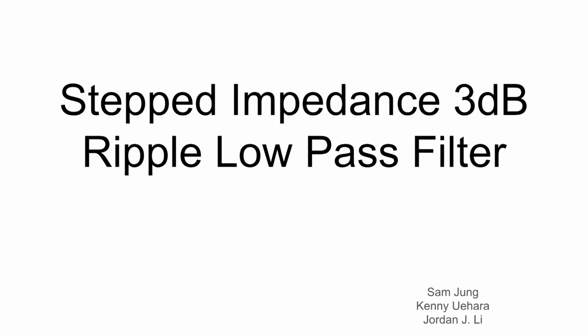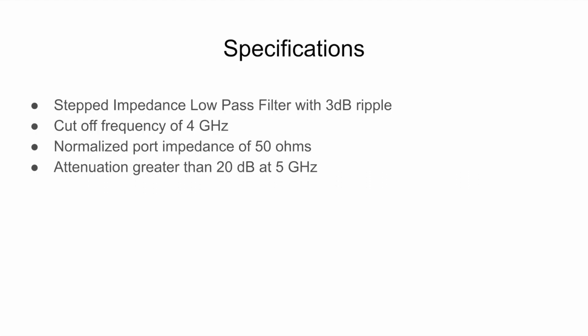Stepped Impedance 3dB Ripple Low Pass Filter by Sam, Kenny, and Jordan. Our specifications for this project were to design and build a stepped impedance 3dB ripple low pass filter with a cutoff frequency of 4 GHz, normalized to 50 ohm ports with an attenuation greater than 20 dB at 5 GHz.